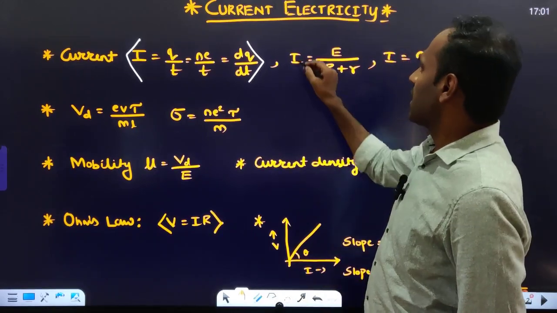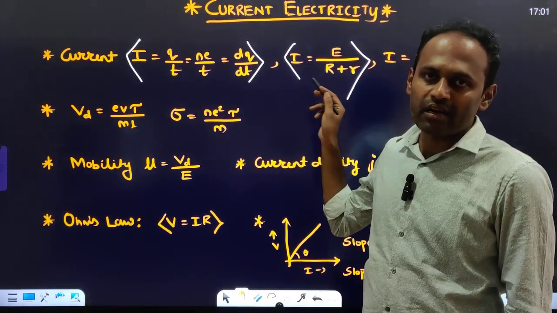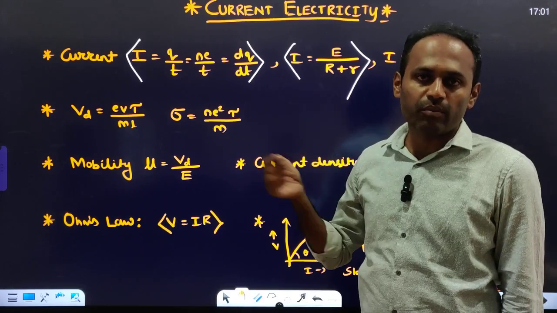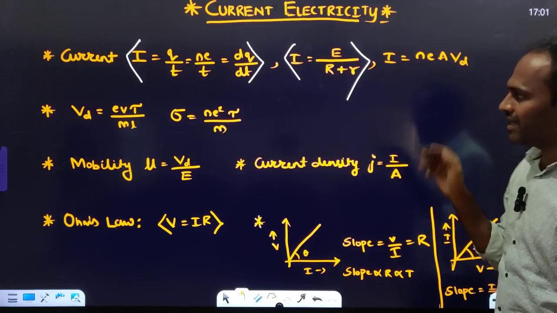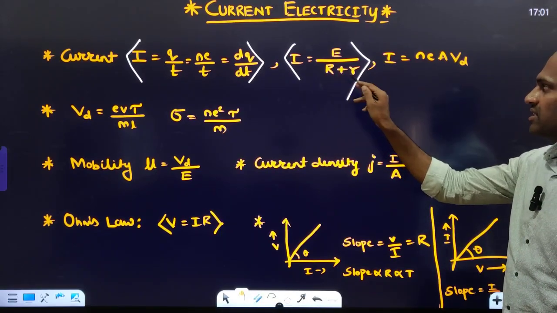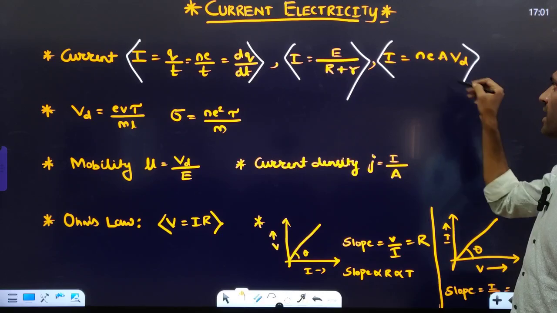Next, current I is equal to E divided by R plus r. This is the main current in any circuit, the main current which is coming from the positive terminal of the battery. To find that, you have to use E divided by R plus r, EMF divided by external effective resistance plus internal resistance. Relation between current and drift velocity, I is equal to N E A Vd.